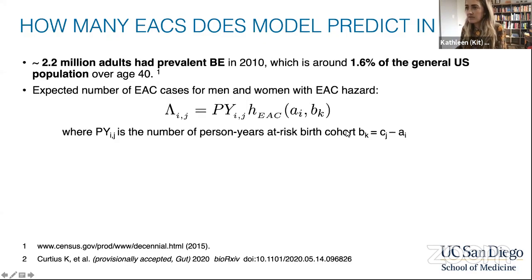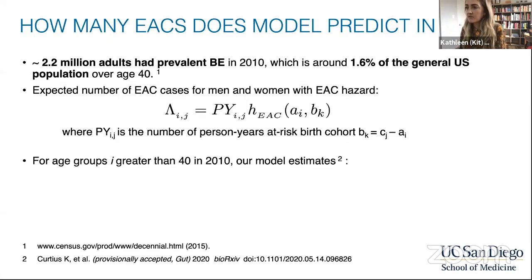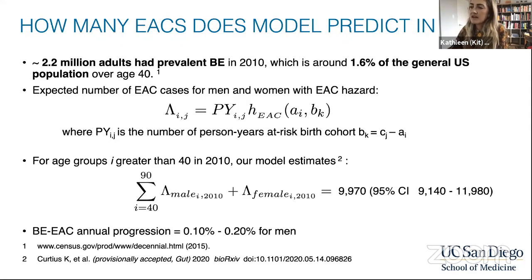And so when you actually compute this with the model for age groups greater than 40 in 2010, we get an overall sum of the male cases and the female cases to be 9,970 with these confidence intervals. And that seems to be extremely close to the 10,000 that we were expecting from that nomogram that we looked at. And the last thing to check was then, what is the progression rate between Barrett's to cancer given this model? And that was between 0.1 and 0.2% for men. Again, very low progression, but you still recapitulate this number of cases that you expect.